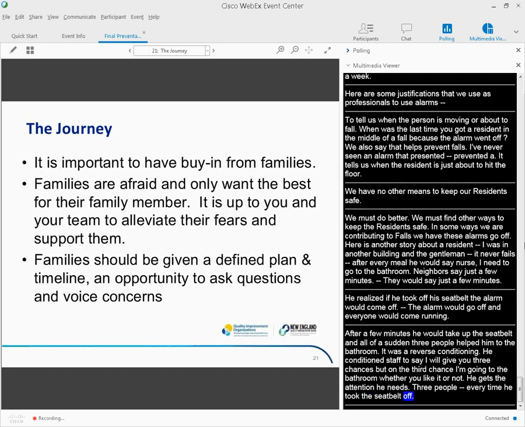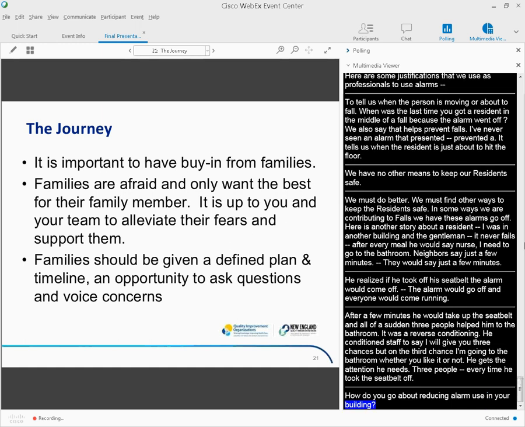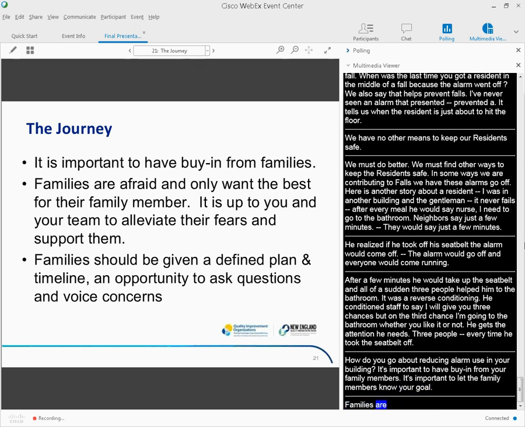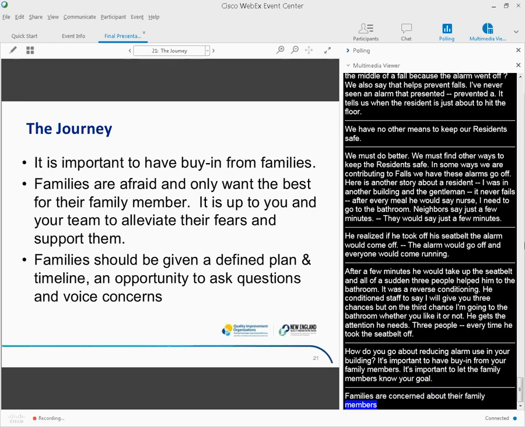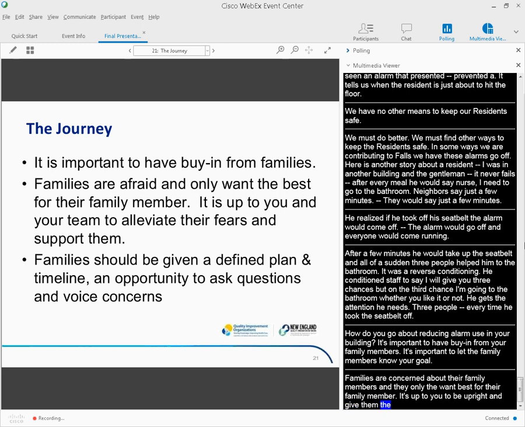So how do you go about reducing alarm use in your building? It's important that you have buy-in from your family members, and that you let them know exactly what your goal is. Families are very afraid, they're concerned about their family members, and they only want the best for them. So it's up to you to be upfront with them and give them the history behind why you're doing it, the legal reasons why you're doing it, and the fact that this is improving the quality of life for their family members.